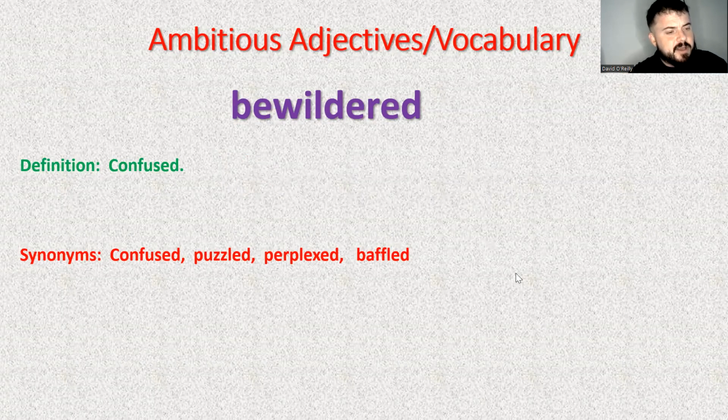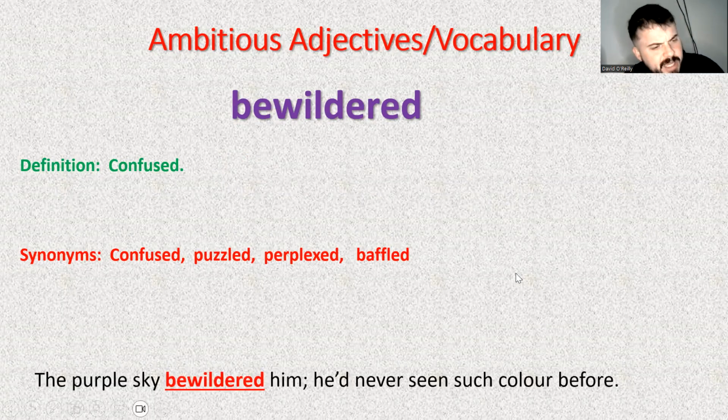Here it is in a sentence. The purple sky bewildered him. The purple sky confused him, perplexed him, baffled him. He'd never seen such colour before. He looked at the sky, he saw that it was purple, and that's quite unusual, so he was confused, he was bewildered by it, okay? So, actually, don't do anything just yet, just keep that in your head. I'll tell you about the task in a minute.